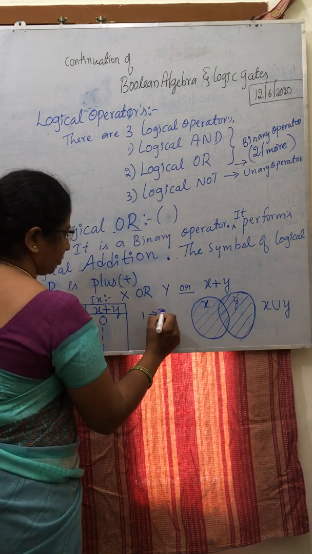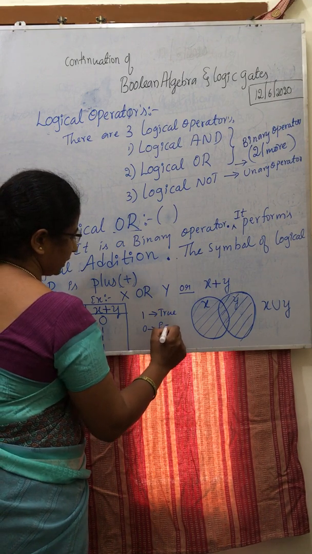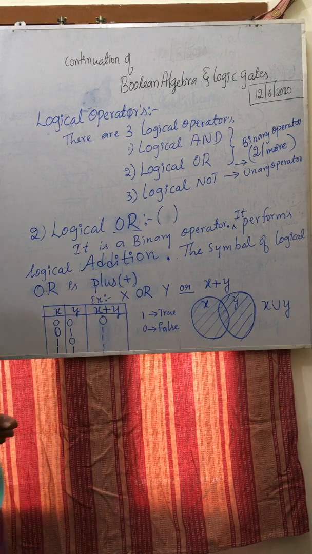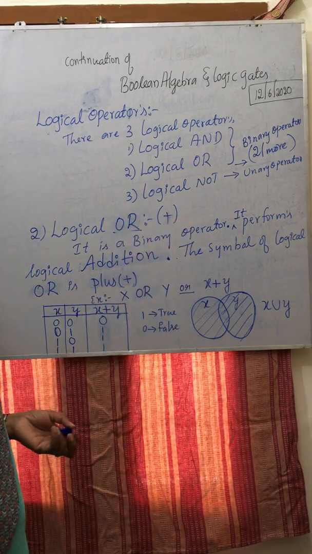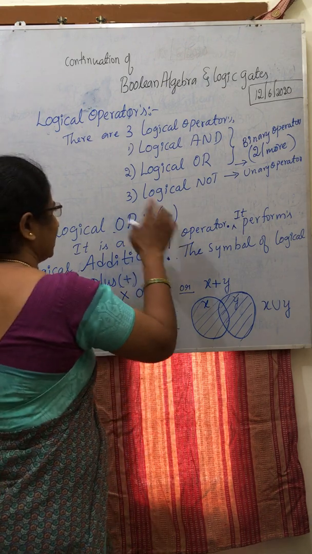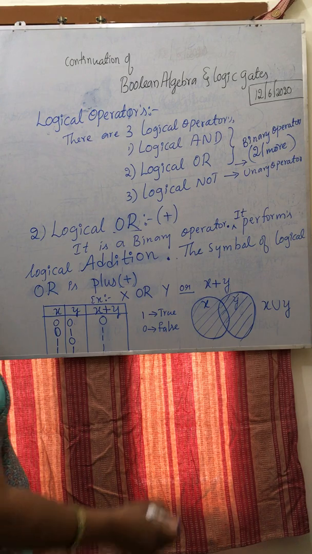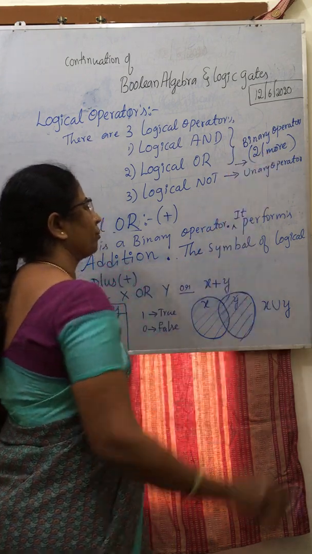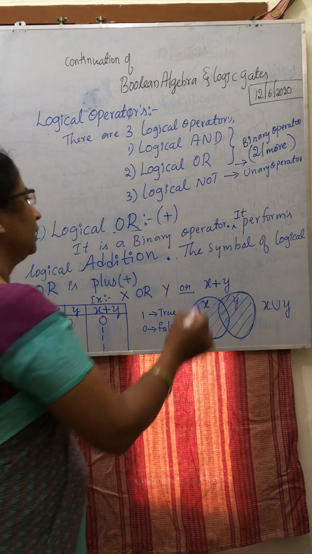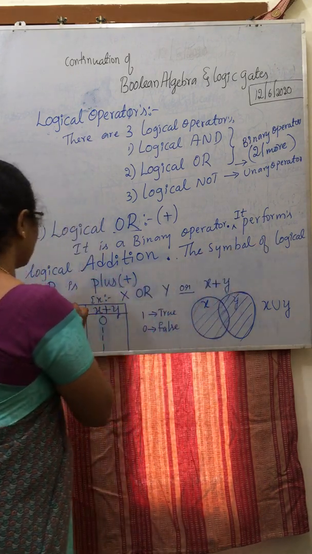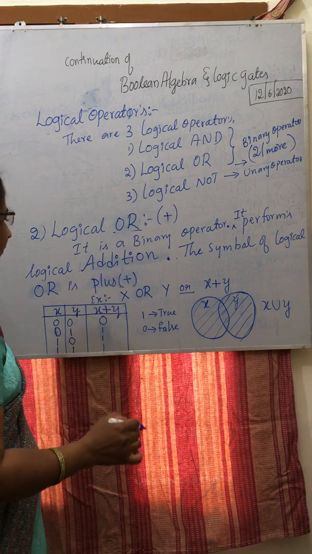1 means true, 0 means false. Once again we'll discuss this one. Logical OR means plus. It is a binary operator. It performs a logical addition on a minimum of 2 or more input symbols. The symbol of the logical operator OR is plus.